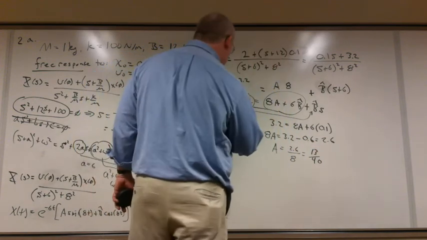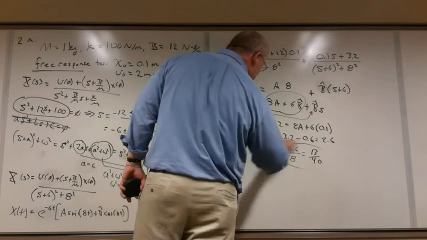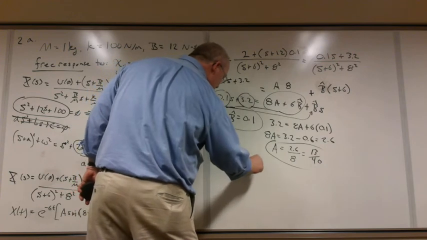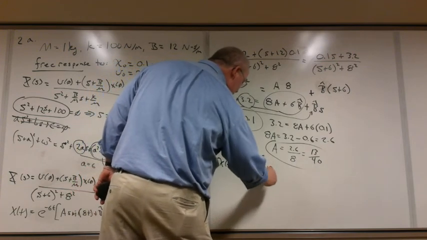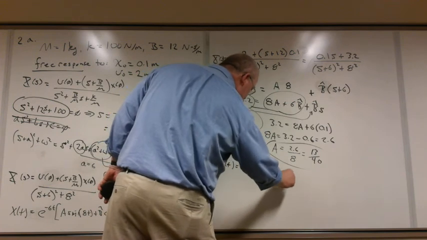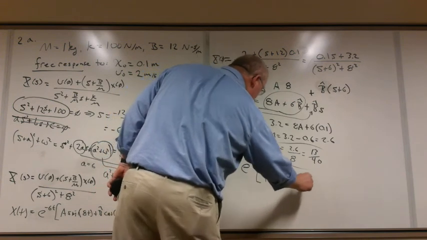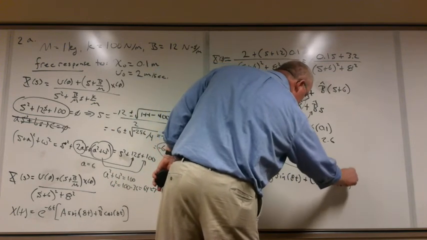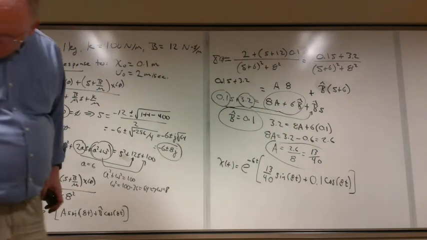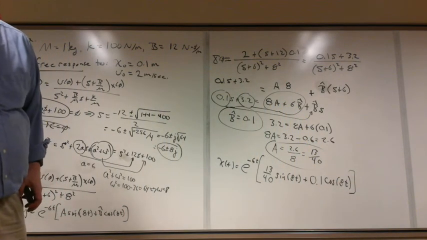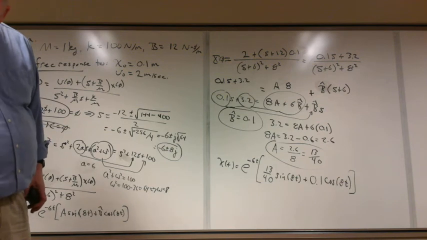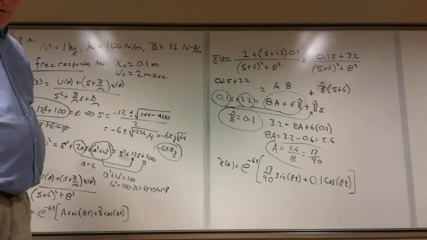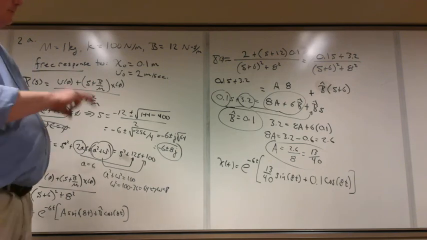All right, so if b hat is equal to 0.1 and a is equal to 13/40, then x of t is equal to e to the minus 6t times 13/40 sine of 8t plus 0.1 cosine of 8t. All right, how did I do? That's not encouraging. What do you know? I got it right. Anytime I get this 13/40, I get kind of nervous, but it's a weird looking fraction. All right, so that's problem 2a.